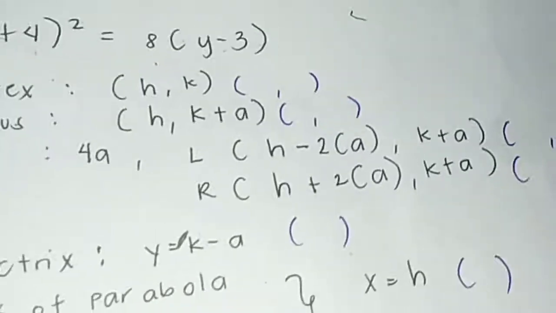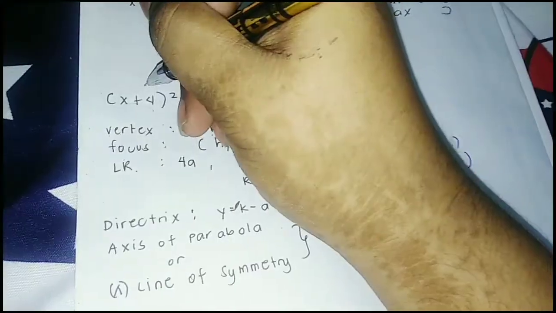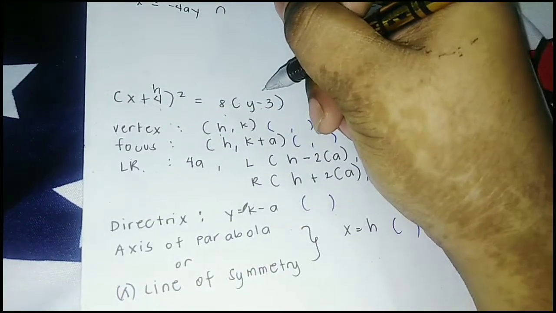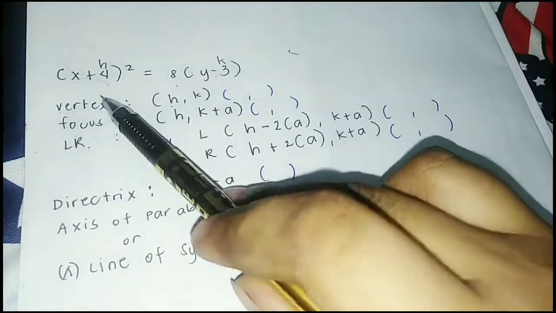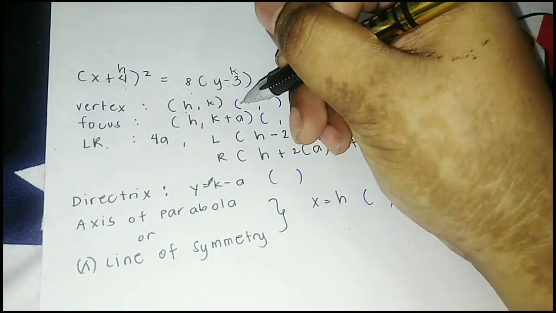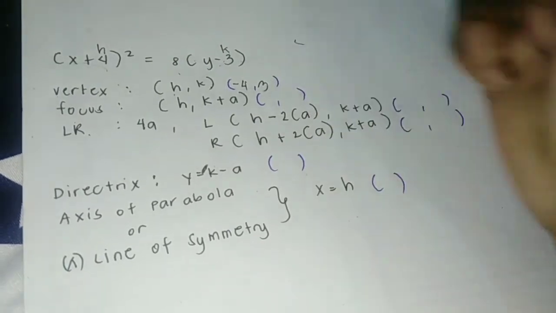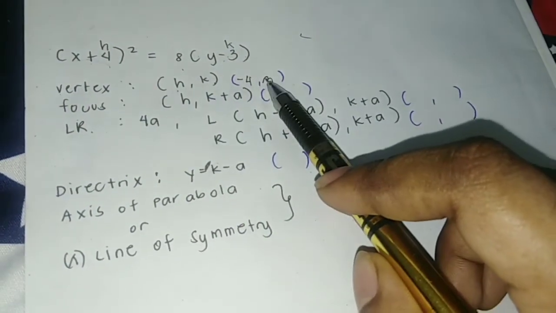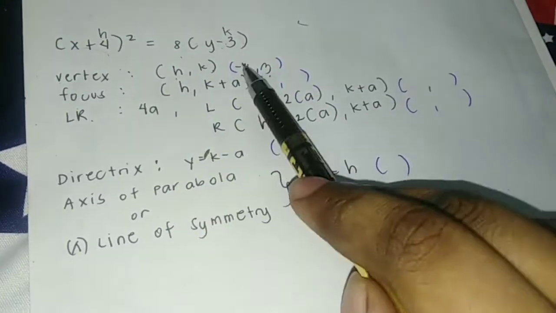So, first, determine the vertex. So, h and k. Always remember that h is always with x, and k is always with y. So, there is our y. For our h, there's a rule that when it is positive, it becomes negative. So, negative 4 and positive 3. Positive is our 3. So, this is our vertex: negative 4 and positive 3. So, for our focus, h which is negative 4.